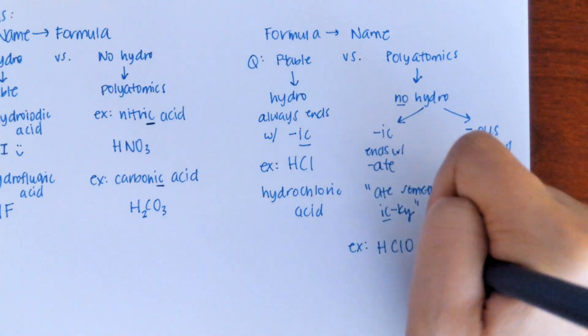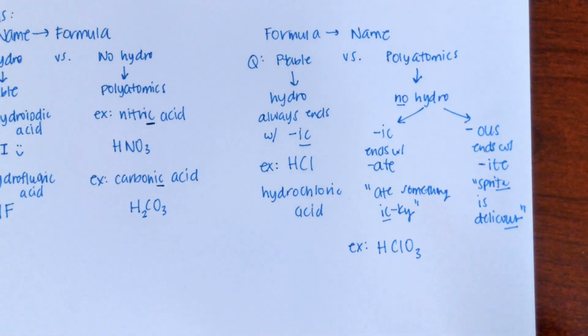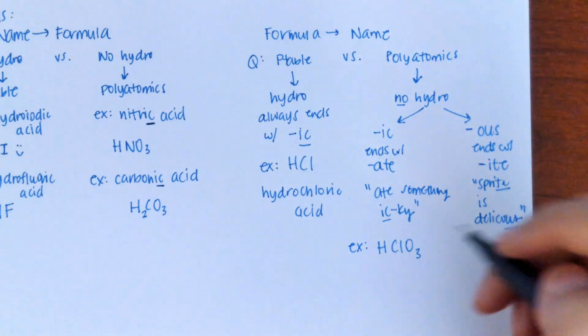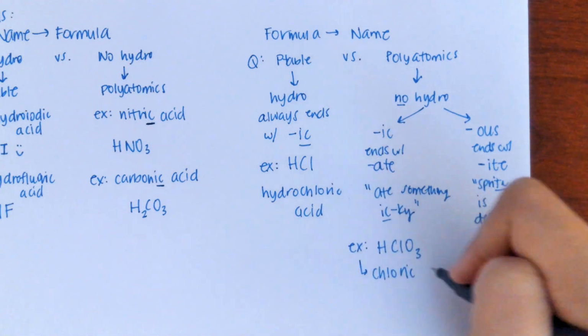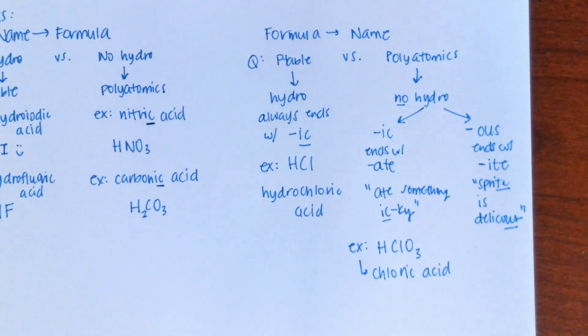Alright, let's say I give you HClO3. Now that ClO3 comes from the polyatomics. What is the name of ClO3? Chlorate, yeah. So chlorate turns into what? Ate turns into ic. Chloric acid. Excellent.